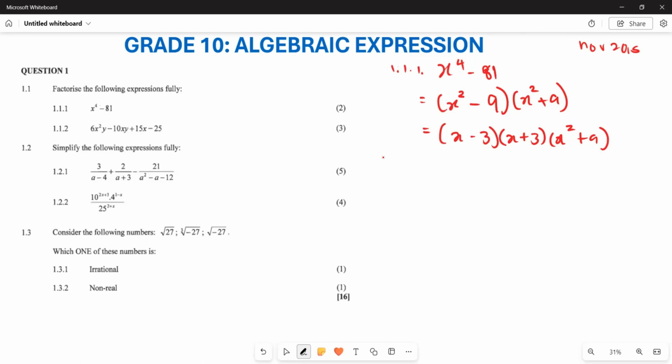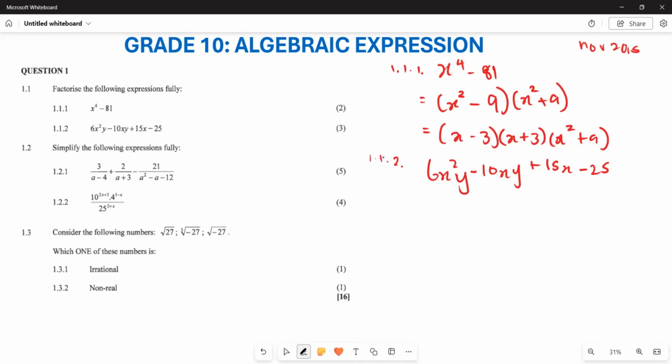Now, let's go to the second one, 1.1.2. Given that you're having 6x squared y subtract 10xy, and then plus 15x subtract 25. What is it that we can do to try and solve this one? On this one particularly, we are going to factorize this by grouping.